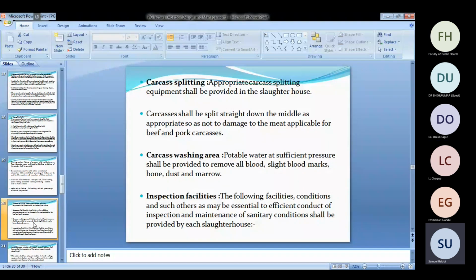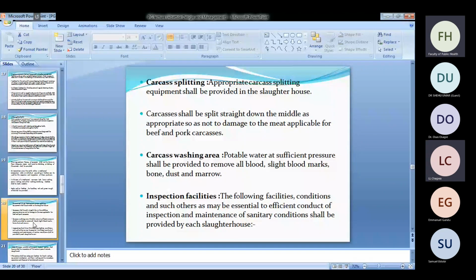Now we are in carcass splitting. And I said the appropriate carcass splitting equipment shall be provided in the slaughterhouse. You know, I described the way the carcass will be split down the middle as appropriate, so as not to cause damage to the meat. This is applicable to pork or beef. We also have the carcass washing area. We say potable water of sufficient pressure shall be provided to remove all blood, slight blood marks, bone dust, and marrows.